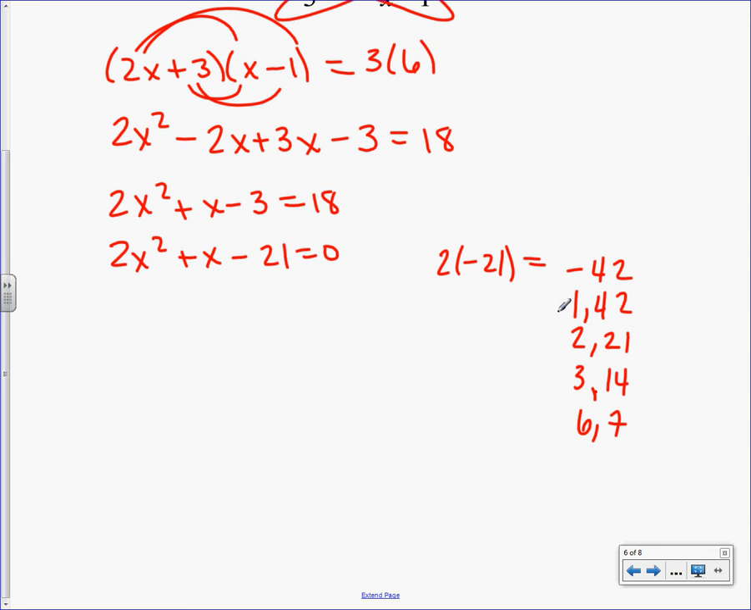All right? So I'm not going to worry about my signs for right now. Are 1 and 42 ever going to make a 1? No. It doesn't matter what I do. They're not going to be a 1. What about 2 and 21? No. 3 and 14? No. 6 and 7, if I'm careful, can give me a positive 1.